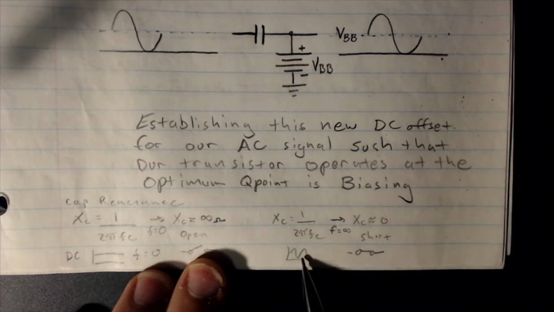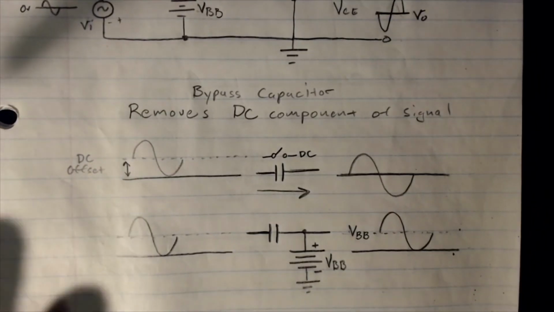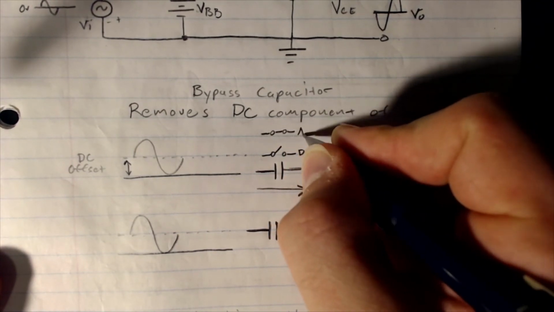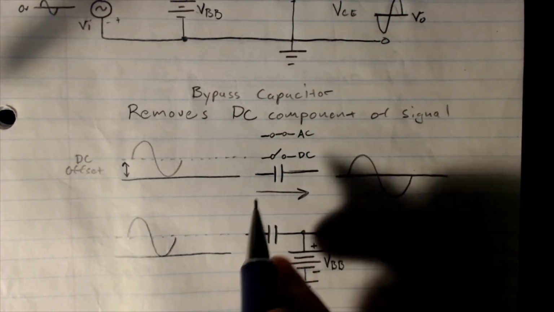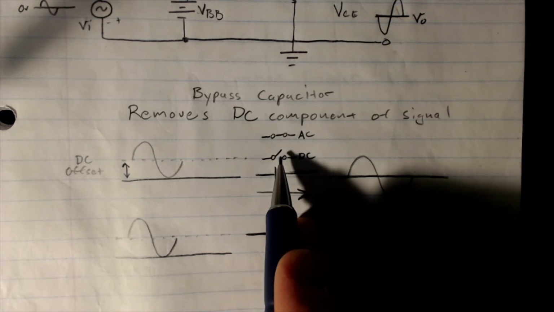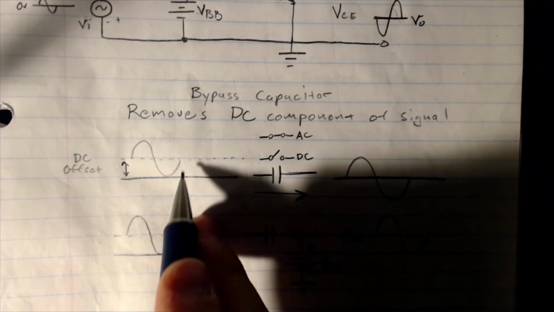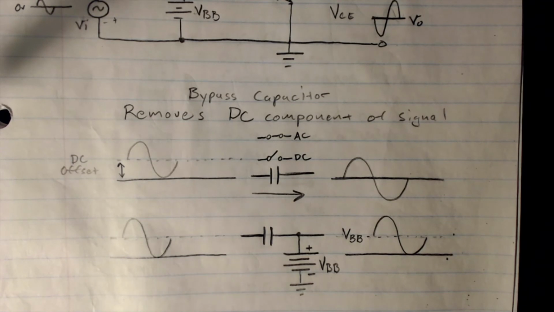Okay, so for AC, the cap acts like a short circuit. For DC, the cap acts like an open switch. So for AC, it'll let it get through. And that's exactly what's happening here. This cap is saying, nope, I'm going to act like an open switch to all of your DC, but all of your changing voltage, all of your AC, I'm going to let you through just fine because of that capacitive reactance.